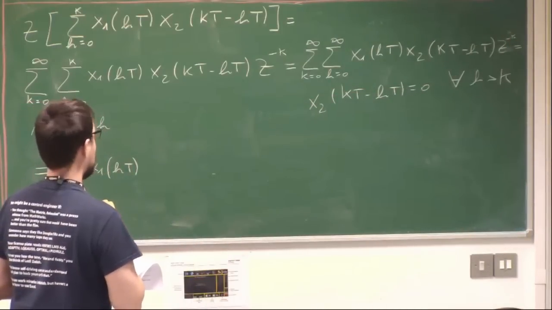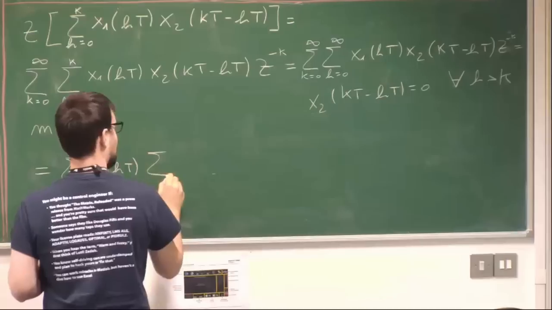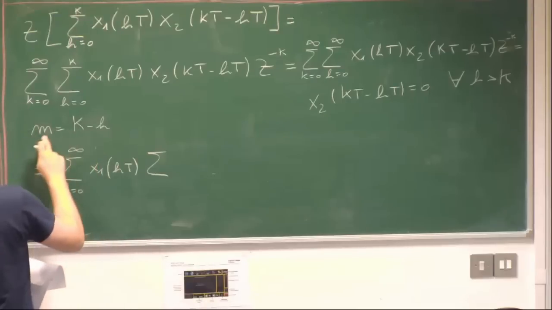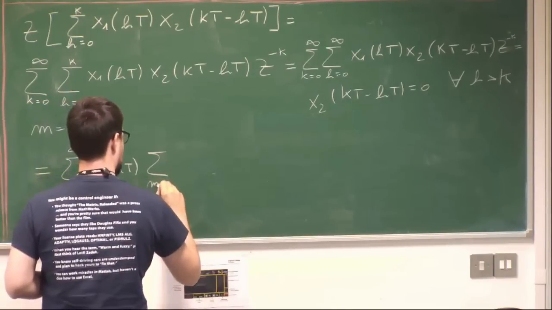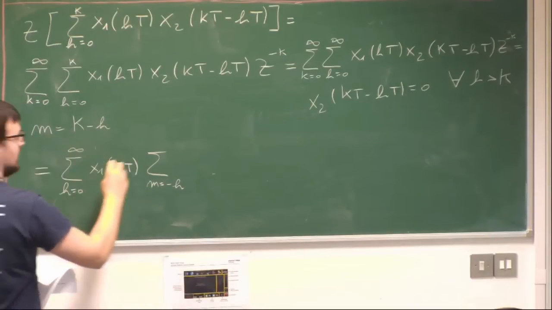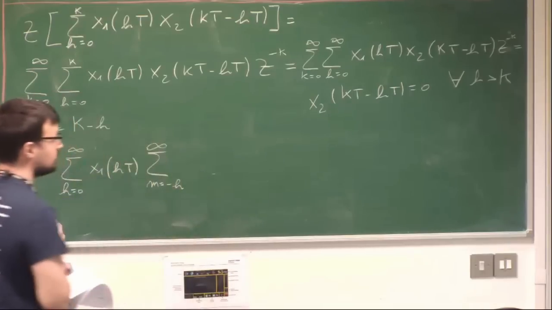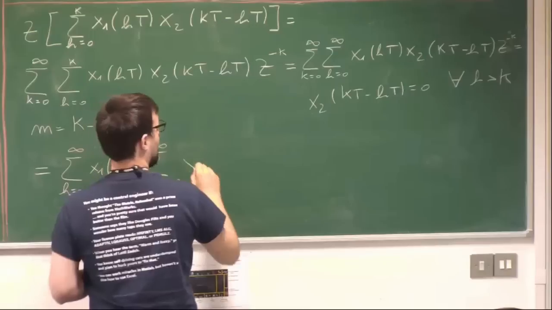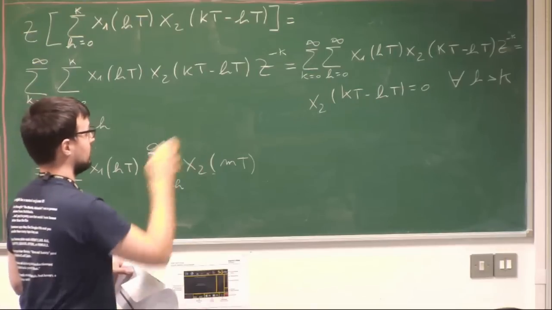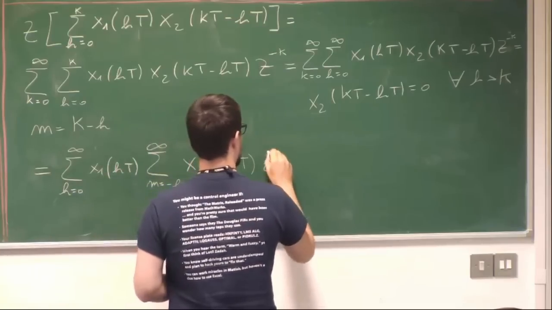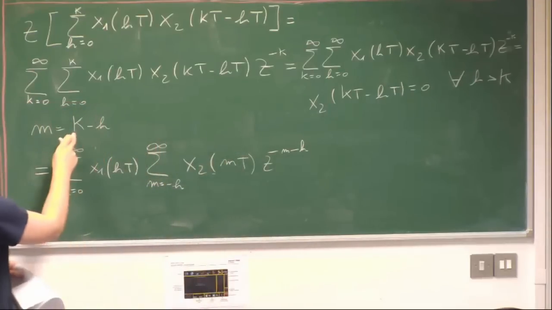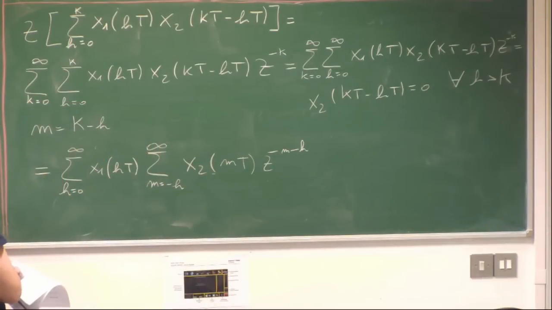Then the other term that remains is also a sum. Now we replace k. When k is equal to 0, we see that m is equal to minus h. And when k is infinity, m is infinity, because infinity minus a number is still infinity. Then we replace m over there, and we have x2(mT). And then we replace also the k, so we have z to the power minus m minus h, replacing minus k using this relation.